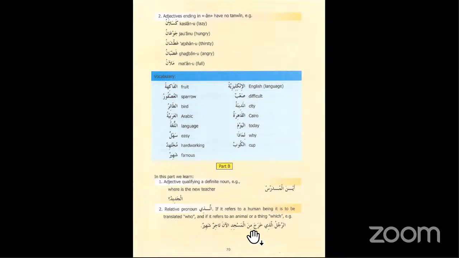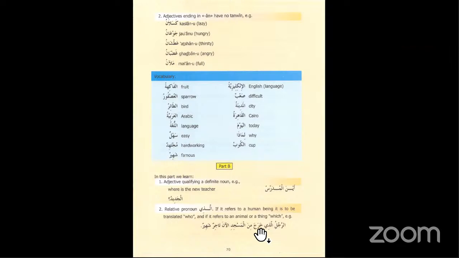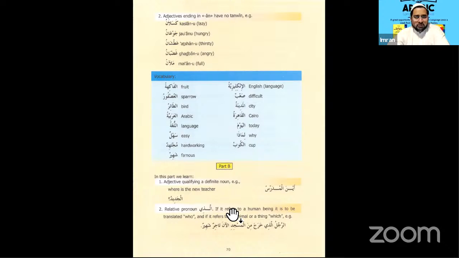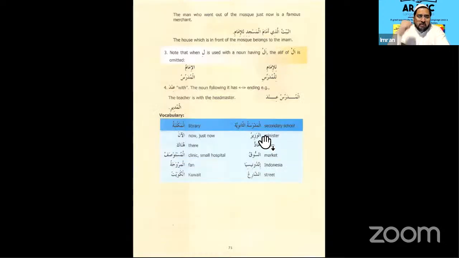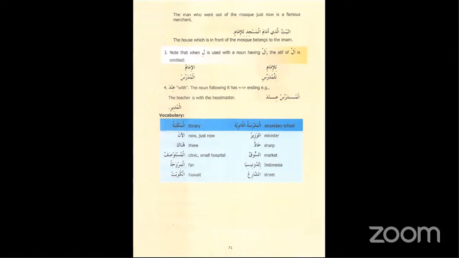الرجل الذي خرج من المسجد الآن تاجر شهير. Correct. The man who exited from the masjid just now is a famous merchant. Correct. And finally, baytu alladhi. Next page. The man who went out of the mosque just now is a famous merchant.